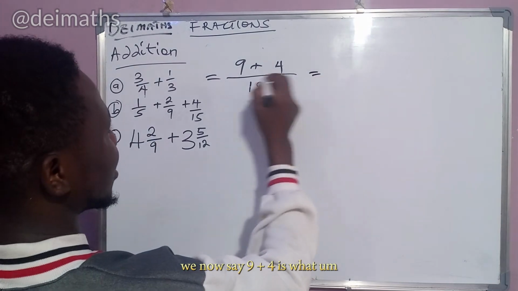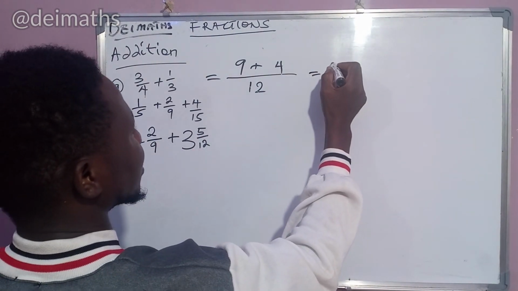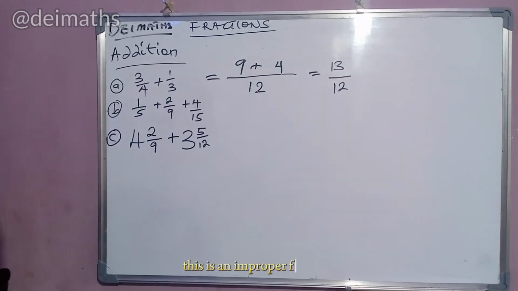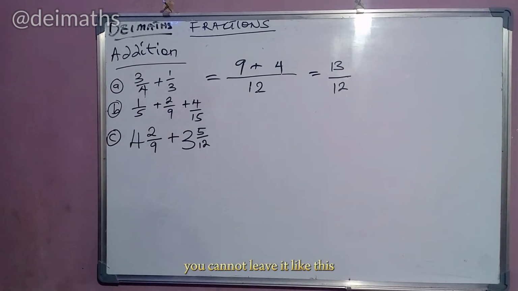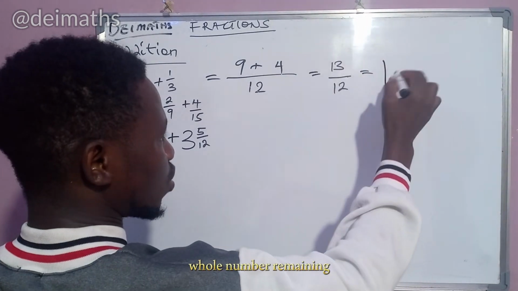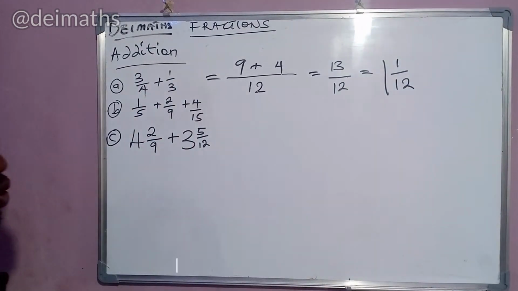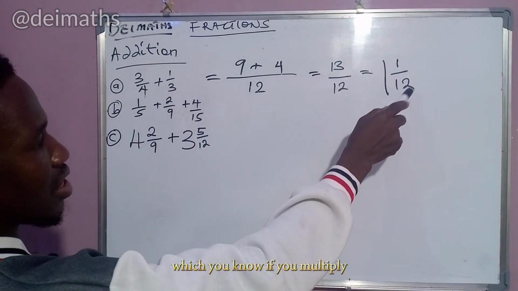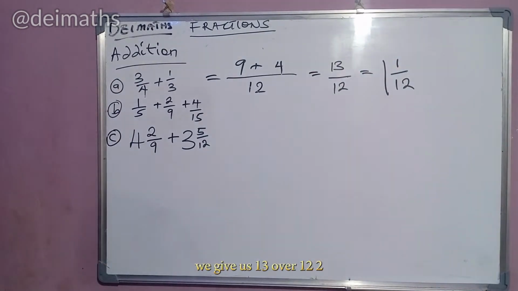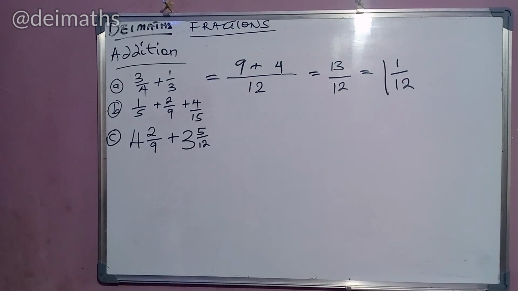We now say 9 plus 4 is 13 over 12. This is an improper fraction. You cannot leave it like this. Now 12 divides 13 will give us one whole number, remaining 1 all over 12. Which you know, if you multiply this, 12 times 1 gives us 12, plus 1 will give us 13 over 12. So that is for A.